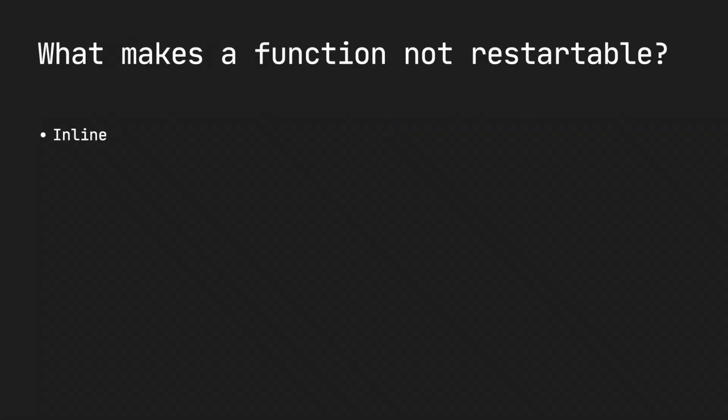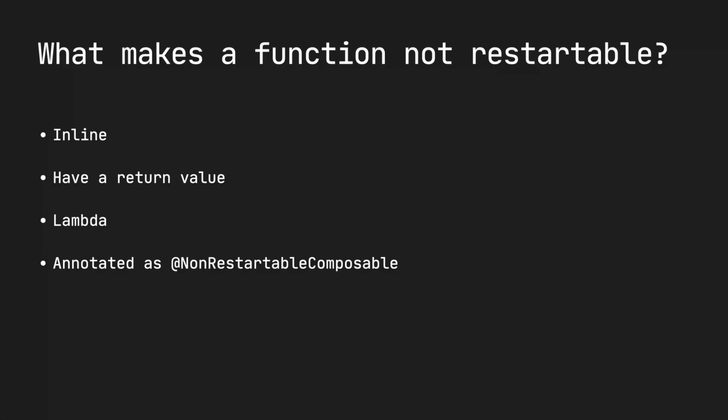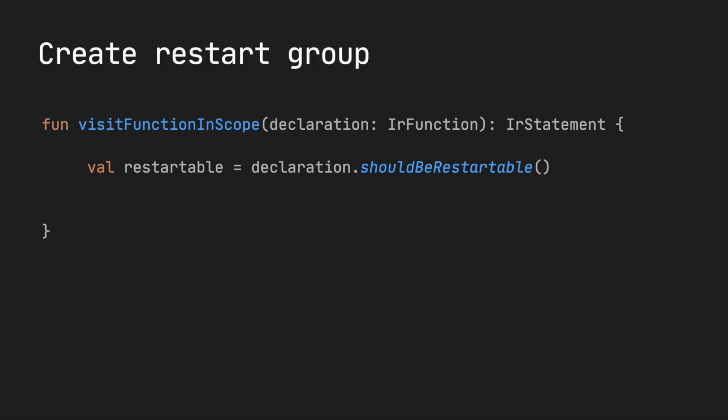First, it checks whether the function is restartable or not. It's not going to add a restartable group for inline functions or functions that have return value or lambdas, because we use compose lambda for that. You could also annotate your composable functions not to be restartable using this annotation. In that case, it's not going to add a restart group. So that's what this does: it checks whether the function should have a restart group added to it or not.